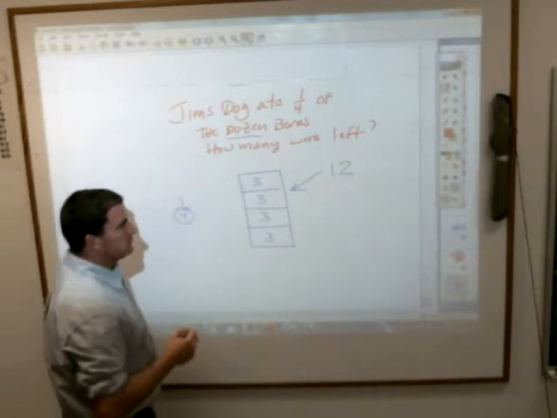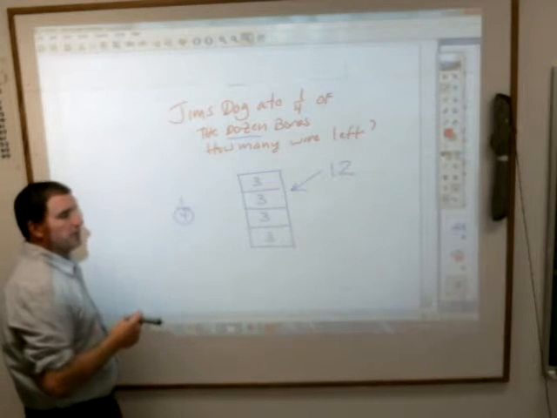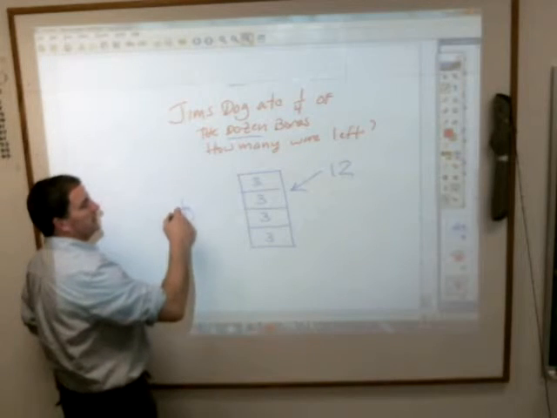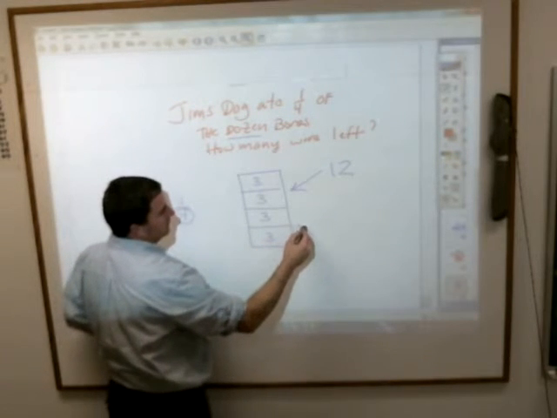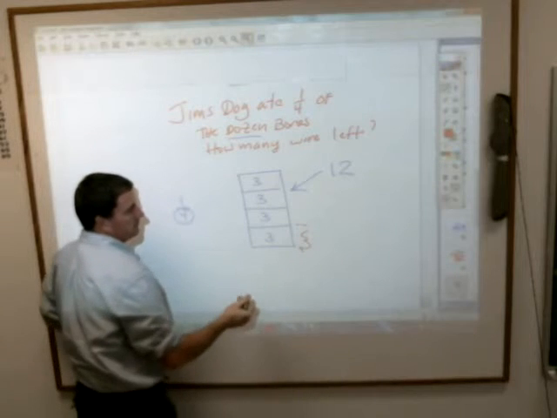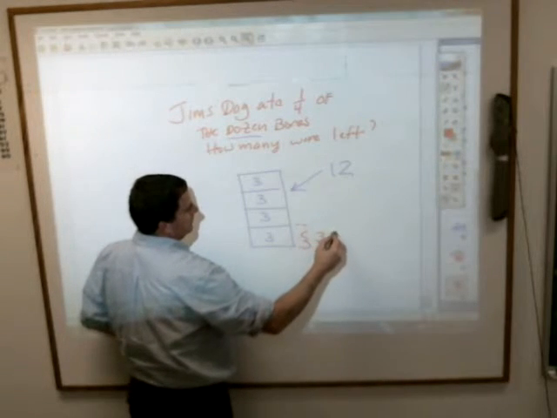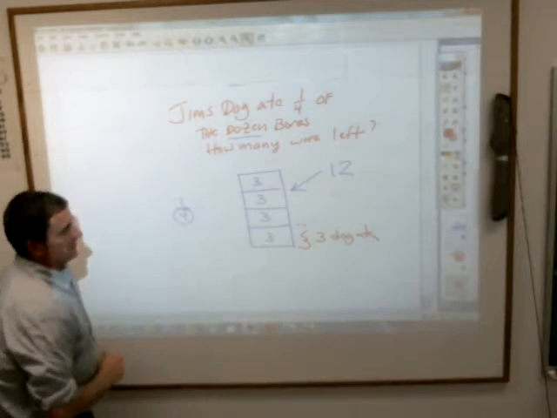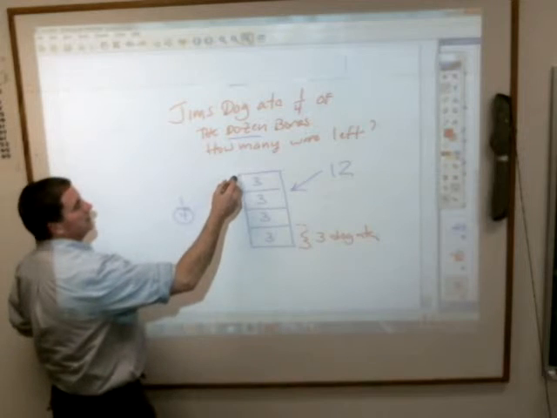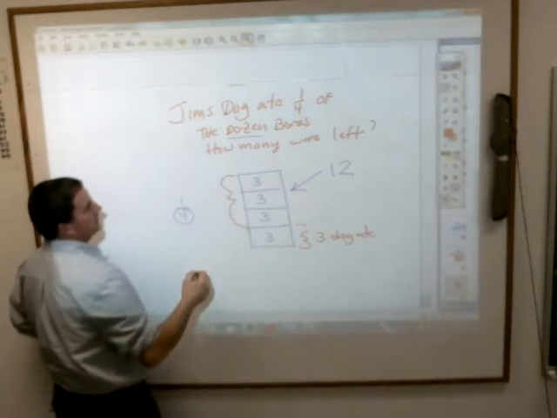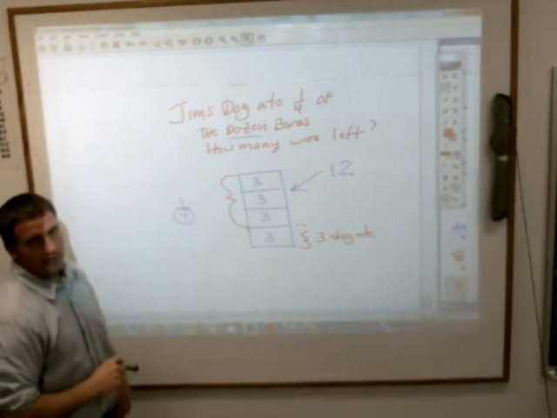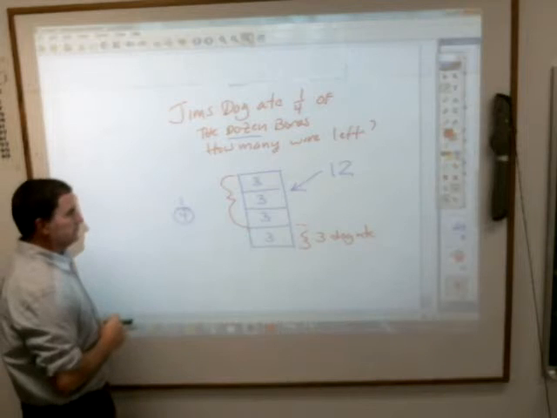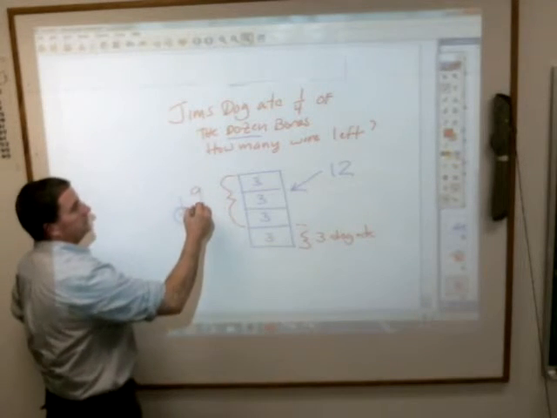And then, if each box is worth 3, we know that the dog ate 1 of those. So the dog ate 3. Okay, now you can ask, but that's not what the question asked. The question asked how many were left. If the dog ate 3, how many were left after the dog ate 3? 9. Correct. 9 were left.